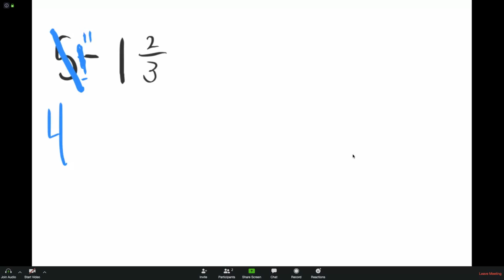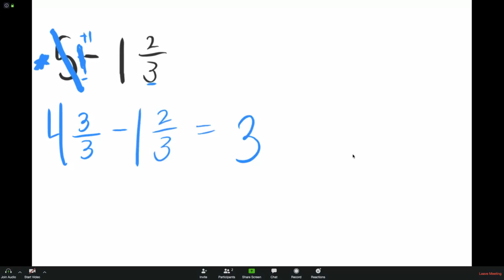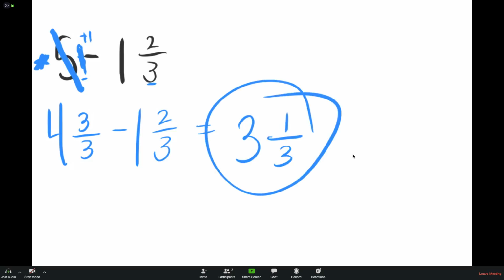1 that we're adding needs to be in fraction form. We're going to use the 3 because of our denominator. That's going to be 3 over 3. So remember, 3 over 3 is the same as saying just 1 whole. So 1 plus 4 would give us our original number of 5. So 4, 3 over 3 minus 1, 2 over 3. 4 minus 1 is 3. 3 minus 2 is 1. Same denominator, and that's it.